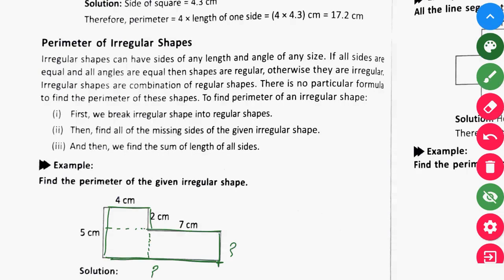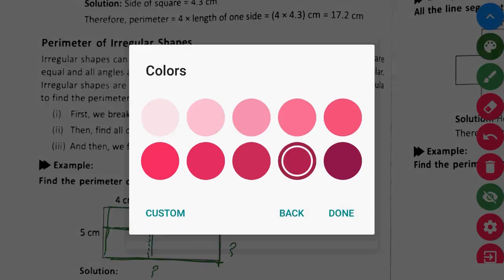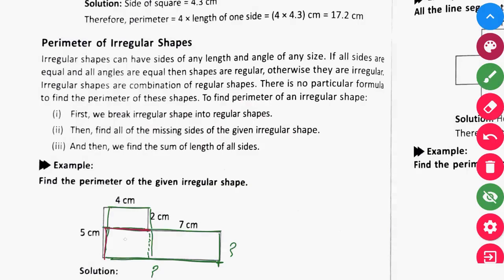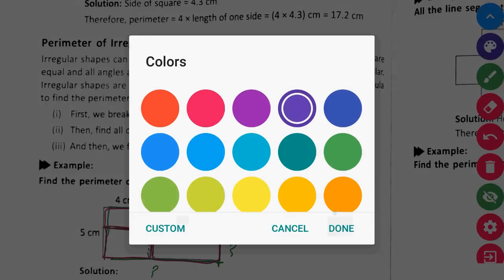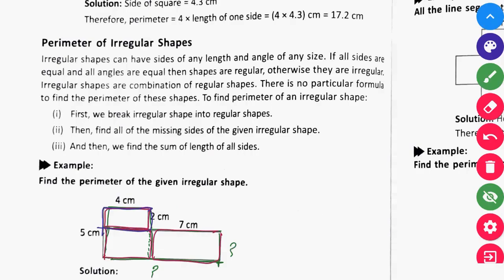Okay, now these are small rectangles. I will show with another color. This is one rectangle, this is one rectangle, this is one rectangle. Now see, this is the upper rectangle. First we consider the upper rectangle.